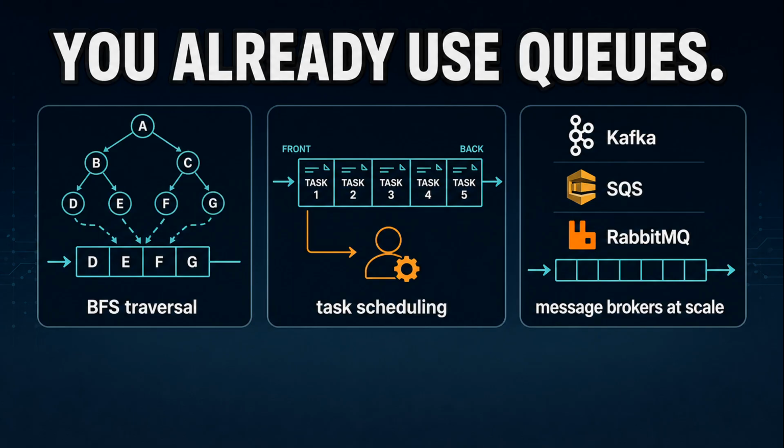Queues are also everywhere. Breadth first search uses a queue to hold the frontier of nodes still to explore. Operating systems use queues to schedule work in arrival order. Message brokers like Kafka, SQS, and RabbitMQ are queues at scale with persistence and delivery guarantees on top. Whenever you have a producer feeding a consumer at a different rate, the queue is the buffer between them.